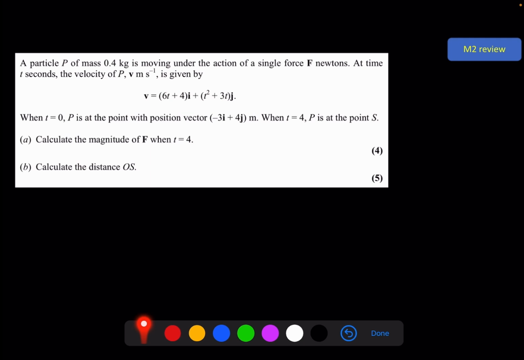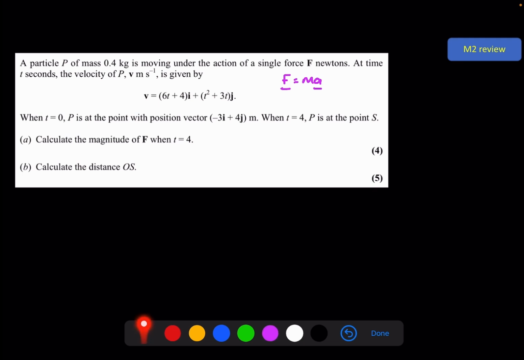A particle P of mass 0.4 kilograms is moving under the action of a single force F newtons. At time t seconds, the velocity of P, v, is given by this. I hope straight away you have in your mind the formula F equals ma, which connects our force F with the acceleration a, acceleration being something we're much more likely to be able to find from the velocity. Of course, these are both vectors.